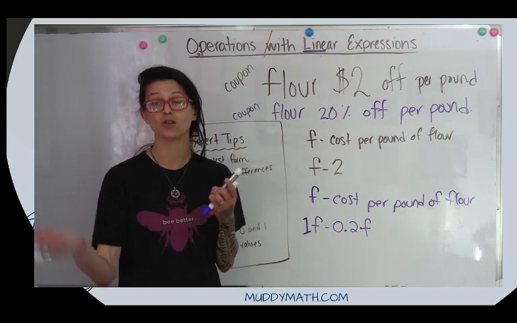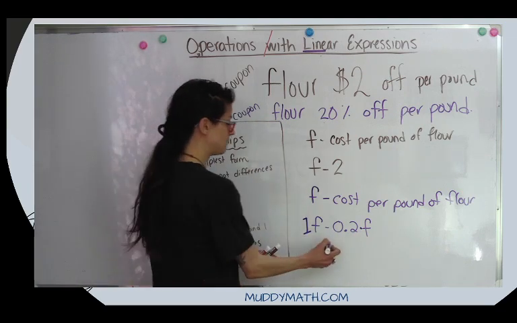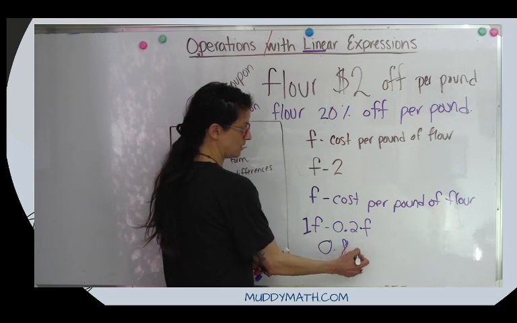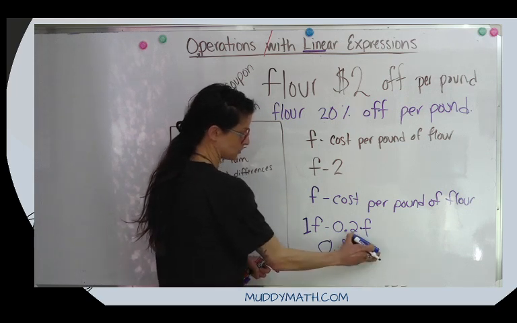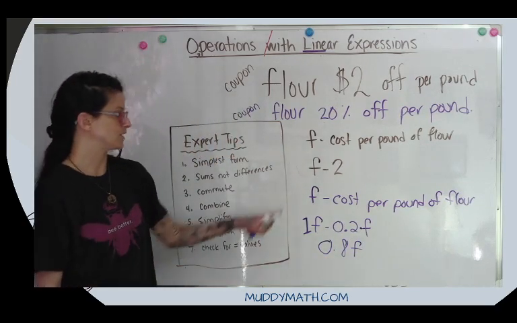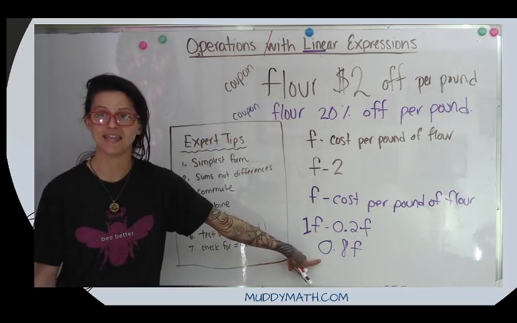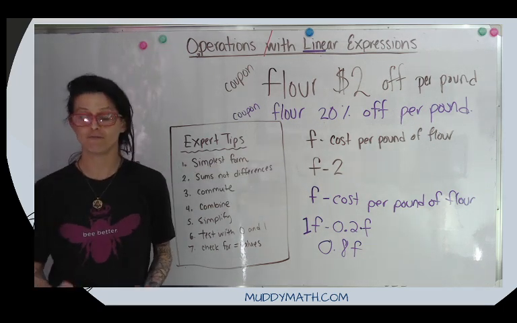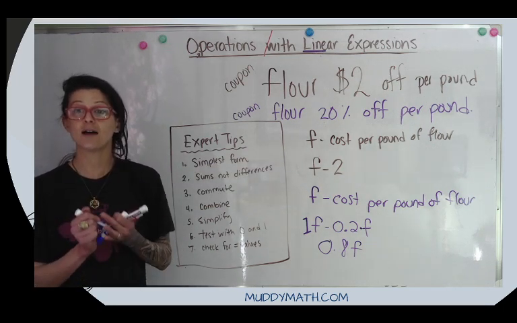So if you had $1 and you lost 20 cents, how much would you have? It'd be 80 cents. Okay? And then we can drop that extra 0. It's a placeholder 0, so 8/10 F. Okay, so 20% off turns out to be 8/10 F, where $2 off is F minus 2. All right, so we've set up 2 situations.